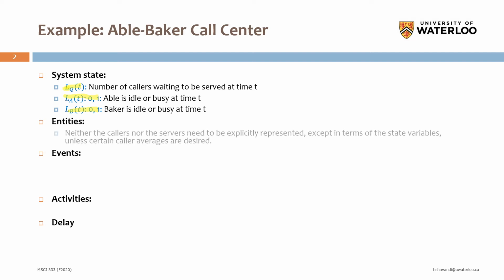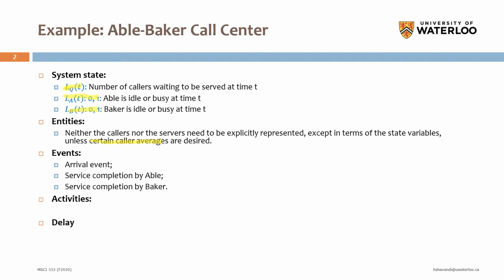For the entities, as you know, we have entities here. The callers and the servers are the system's entities, but here we don't need to explicitly represent the callers, even if we are interested in certain caller averages, for example. In general we have entities, but since they are all common, we don't need to explicitly represent them. Because of that, we won't have attributes here, because they're all the same. They are not going to be individualized in the system.